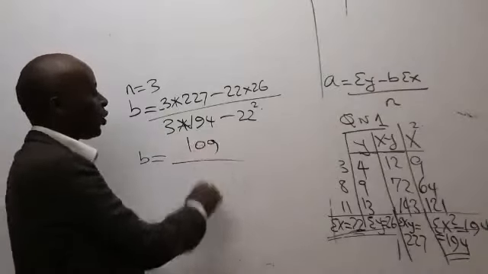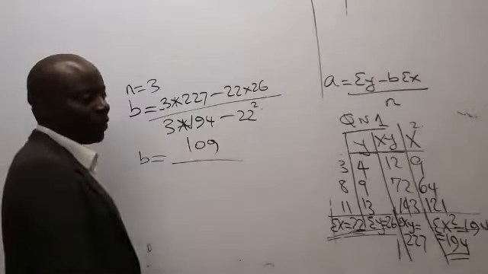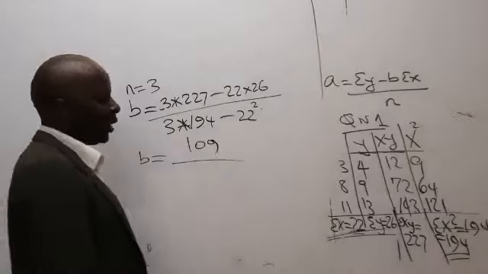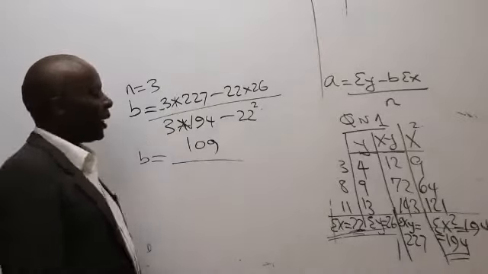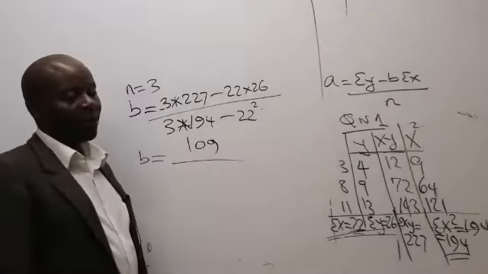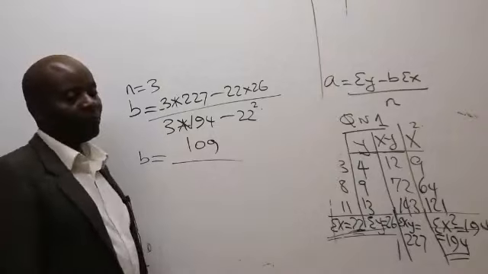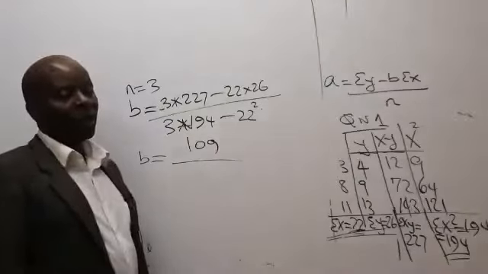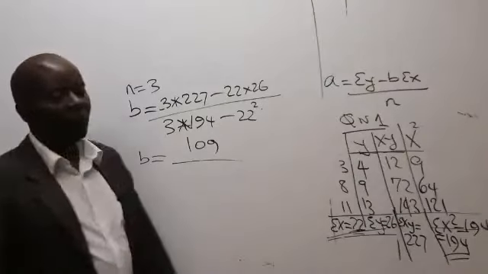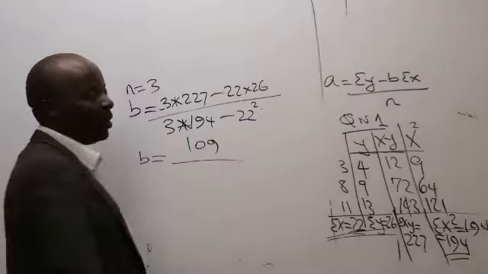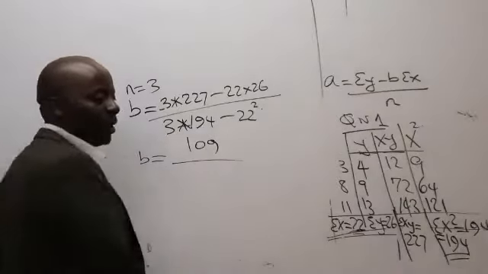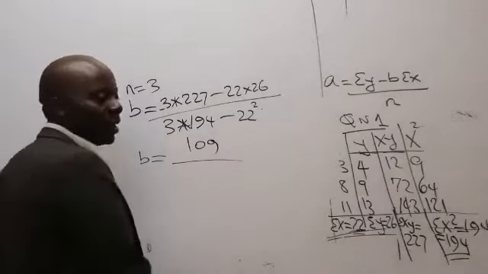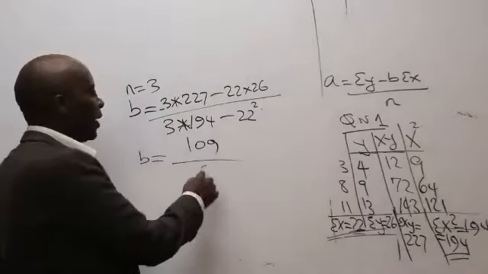Thank you very much, 109, all over 3 times 194 minus 22 squared. How about the denominator? I'm being given a figure of 98.